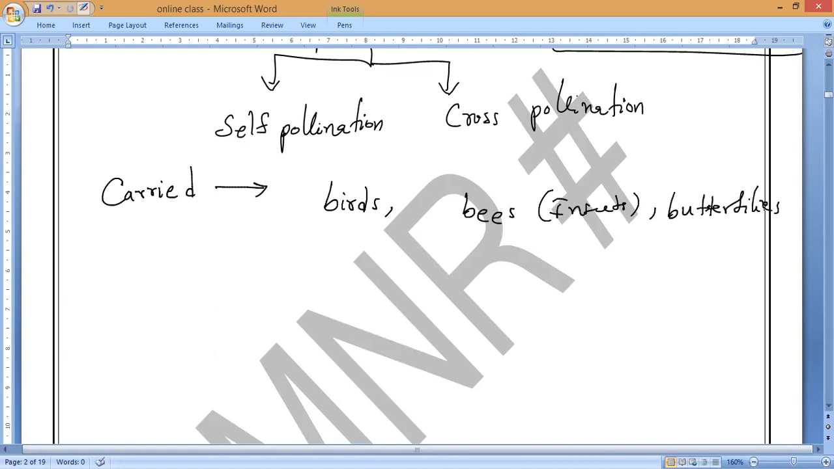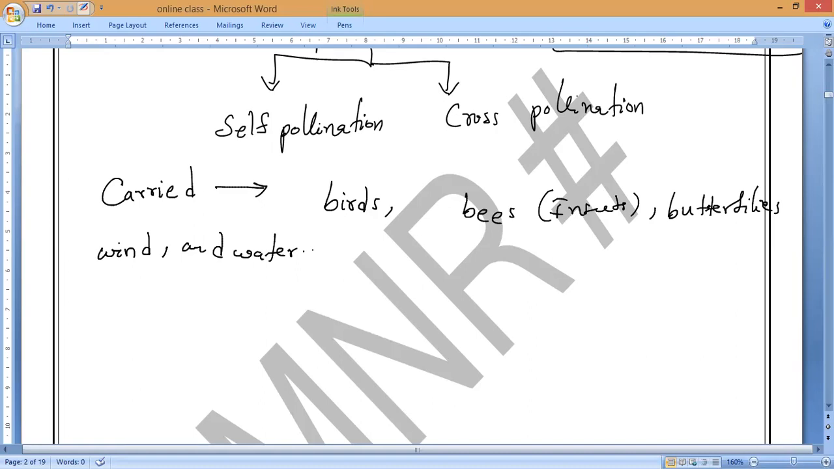Sir, only in cross-pollination is this happening, no, sir? Even in self-pollination, somebody should go and help. I will explain, you can see. Then there are wind and water. So we can say there is water pollination, wind pollination, insect pollination, and bird pollination.